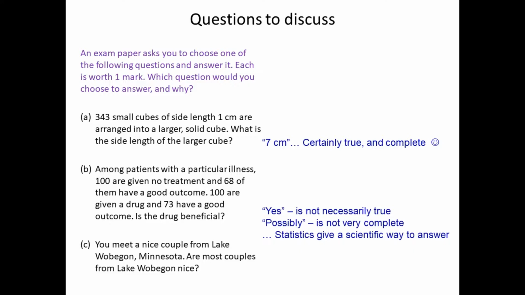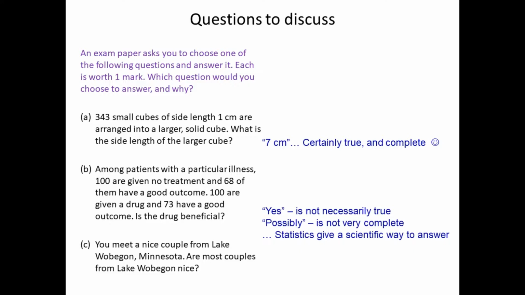By contrast, if I answer, say, the question about the drug treatment, I could say yes, which would be a complete answer. There would be nothing more to say if I simply said yes, the drug is beneficial. But the answer is, of course, not necessarily true. Maybe it happened for some reason by chance that more of the patients given the drug got better. Perhaps they weren't as sick to begin with, and we didn't know that. So really then, if I want to give an answer which is definitely true, I could say for question B, possibly. But then that doesn't seem like a very complete answer.